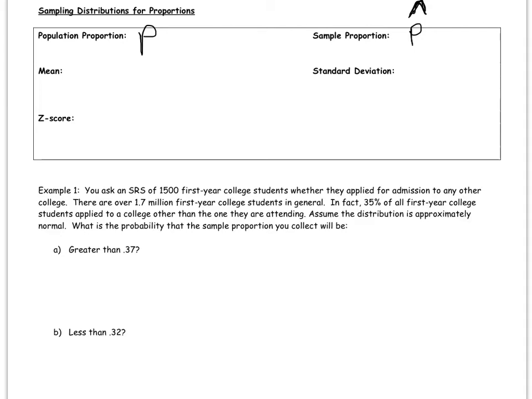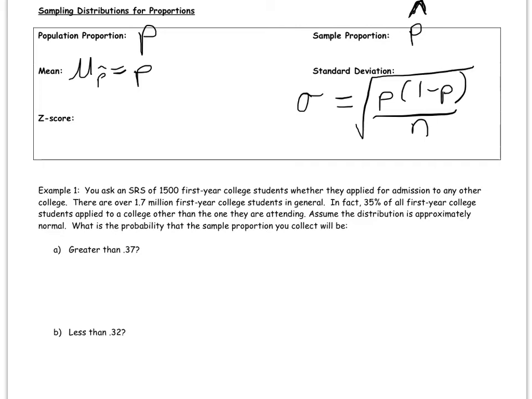So the mean of a particular population is going to be the population proportion. So when I'm talking about proportions, the mean of all the proportions, that is P. So the mean of all of the P hats in existence does equal just P. And we've got a formula to compute the standard deviation. That's the square root of P times 1 minus P over the sample size.